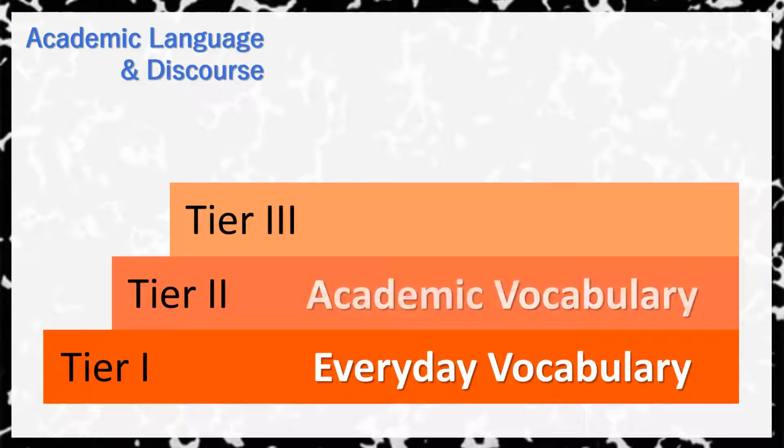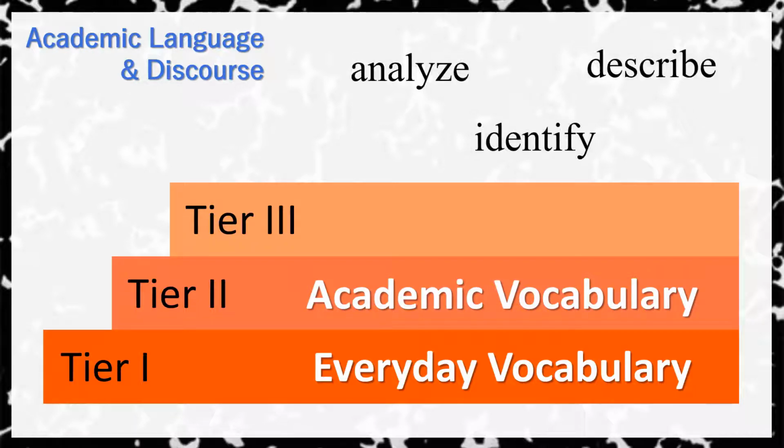Tier 2 vocabulary is general academic vocabulary that's associated with school. Words such as analyze, describe, identify. While these words cut across all content areas, they are not used as frequently as Tier 1 words. Students will not encounter them enough to just pick them up, and so they need explicit instruction and intentional practice in using them.